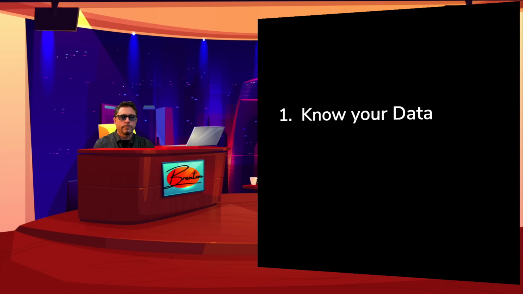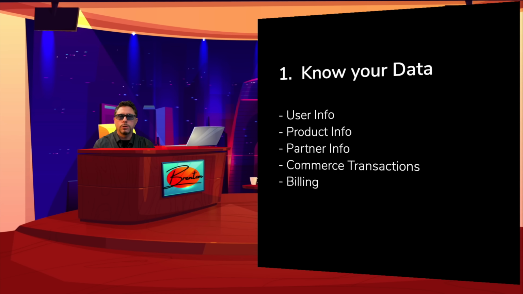At number 1, we have know your data. You need to know what data you have and what data you are providing access to. What data do your customers and applications need compared to what data you are actually allowing access to right now? You might have data like user info, product info, partner info, commerce transactions, billing. It all depends on what your product is and who your target audience is. Only you know your system and can evaluate the types of data and classifications that you need to provide access to in your APIs.